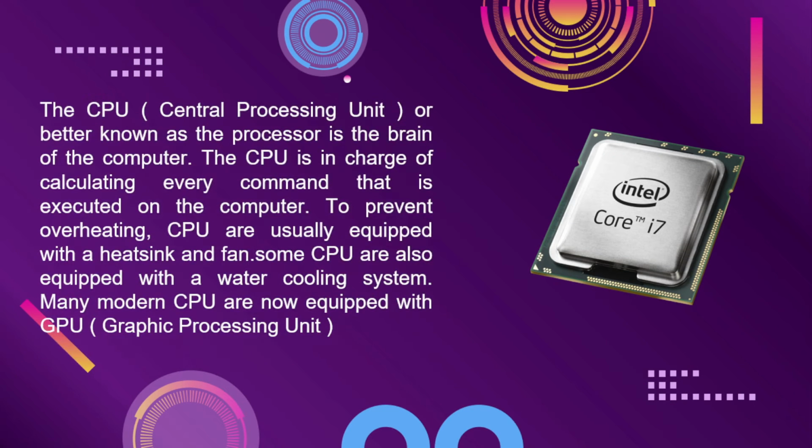First part, the CPU, or Central Processing Unit, or better known as the processor, is the brain of the computer. The CPU is in charge of calculating every command that is executed on the computer. To prevent overheating, CPUs are usually equipped with a heatsink and fan, and some CPUs are also equipped with a water cooling system. Many modern CPUs are now equipped with a GPU or graphic processing unit.